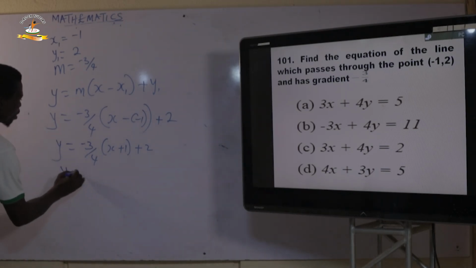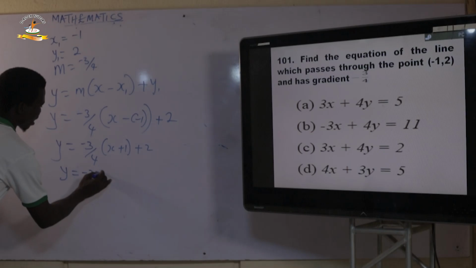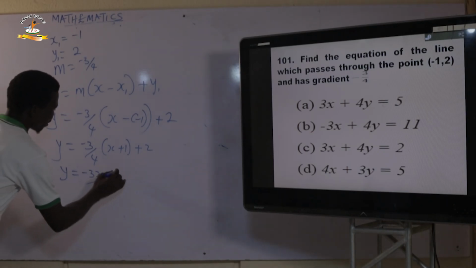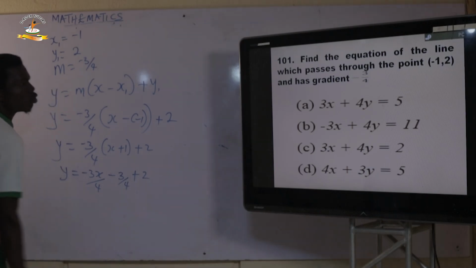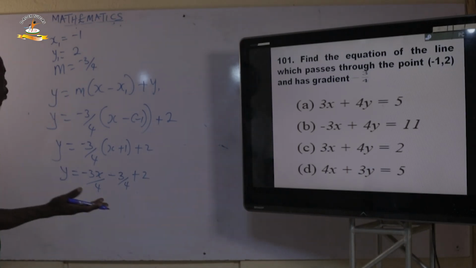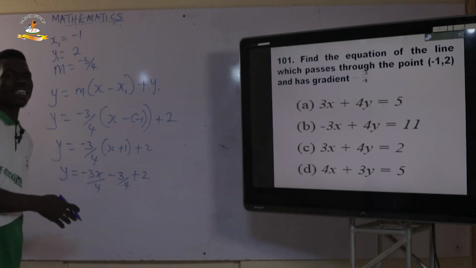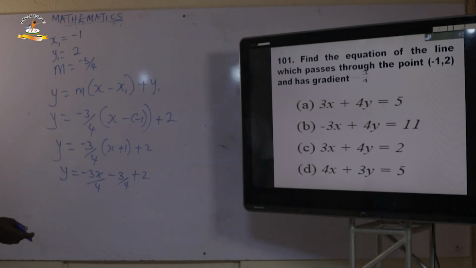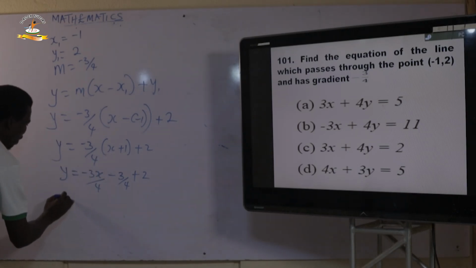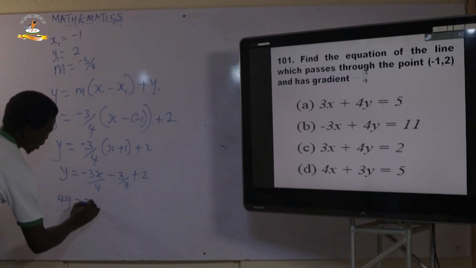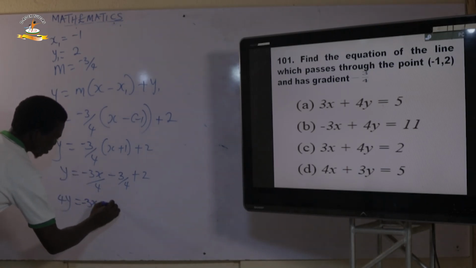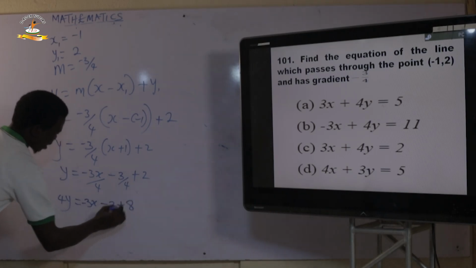So we have y equals -3x/4 minus 3/4 plus 2. And in this case, we multiply through by the LCM. The LCM here is 4, so I multiply every term by 4. So I'm going to be left with 4y here. Here, it should just become -3x minus 3 plus 8.